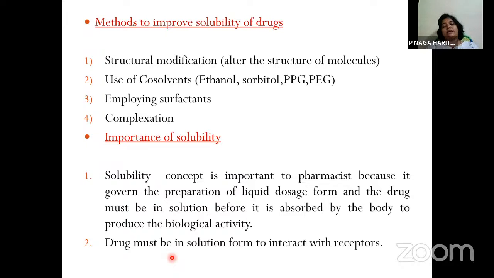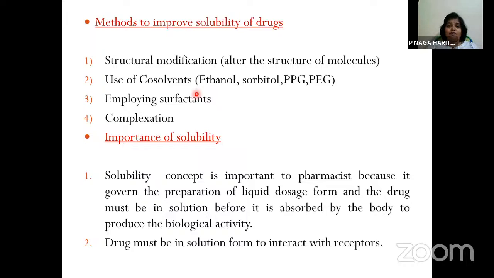This you'll be studying in detail in the future classes. Here, the structural modification, that is, you're going to alter the structure of the molecule such that you're going to enhance the solubility of any drug in the solvent. And use of co-solvents. Co-solvents are nothing but another type of additive substances which are added to the solvent so that it will help in the solubilization of the solute. And then using the surfactants.